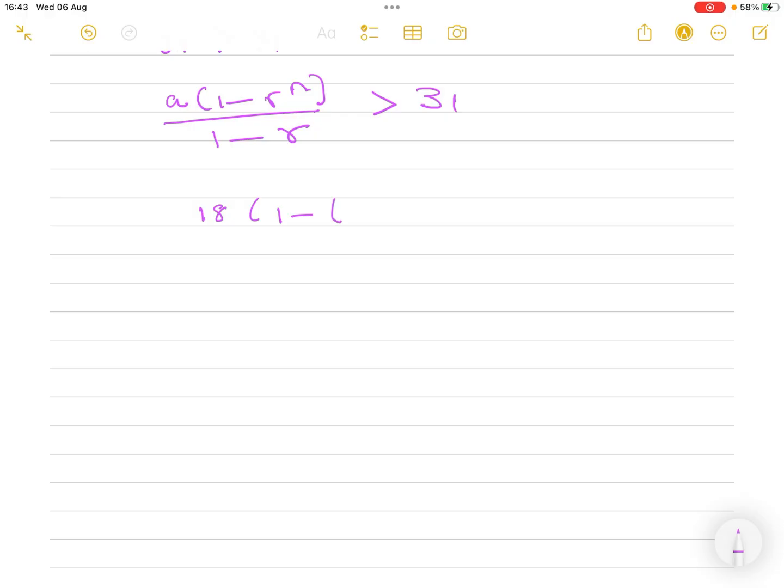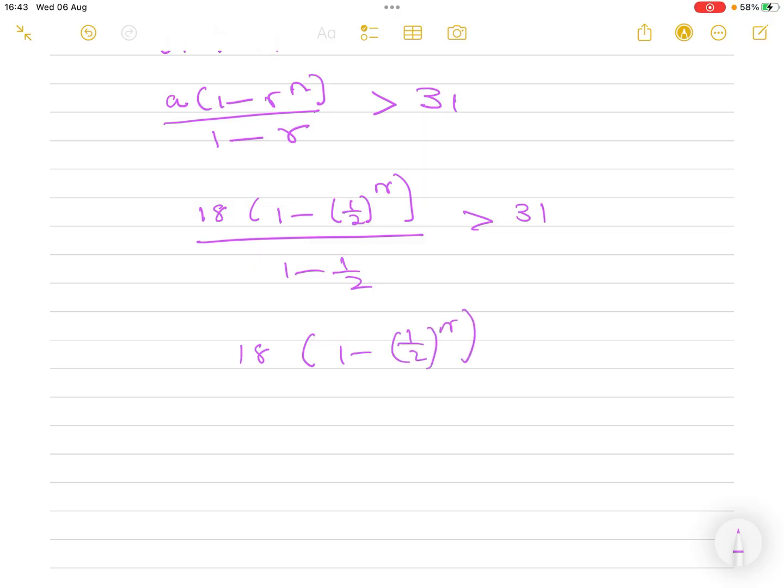into 1 minus r, and the value of r is half, to the power of n, and I don't know n, divided by 1 minus half. So it has to be greater than 31. So 18 into 1 minus half to the power of n, all over 1 minus half, which is half, is greater than 31. Now let me divide this one.